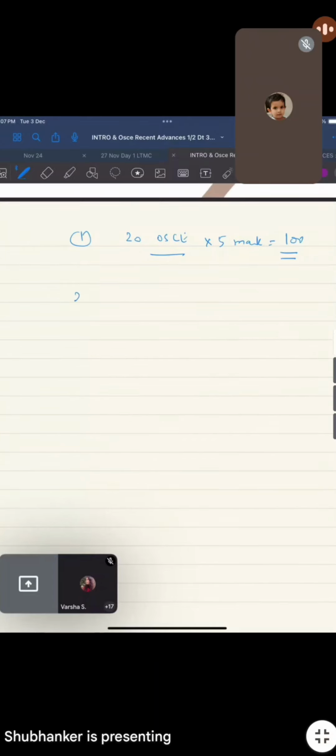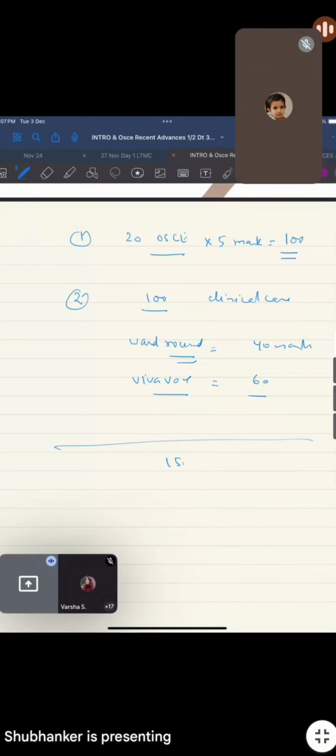Second thing, apart from this, you will be having 2 clinical cases. And then after that, there is a ward round for 40 marks and a Viva for 60 marks. Okay, so we have to gain at least 150 out of 300 to pass.